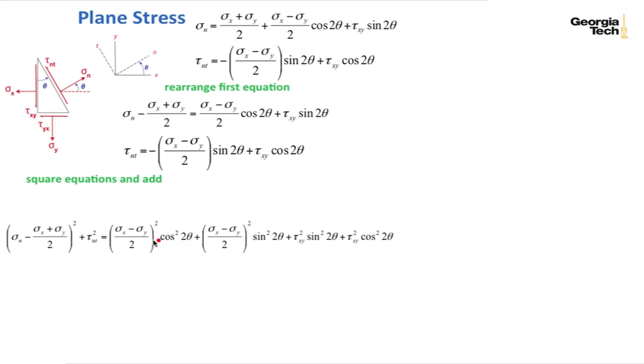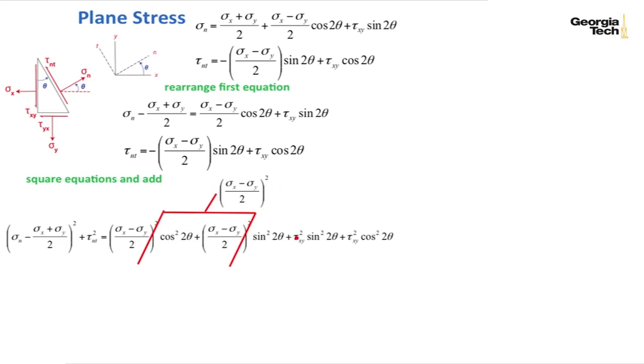And I see that I have (sigma sub x minus sigma sub y) over 2, squared, times cosine squared 2 theta, and the same value, (sigma sub x minus sigma sub y) over 2, squared, times sine squared 2 theta. So I could factor that term out, and I get that times sine squared 2 theta plus cosine squared 2 theta, which we know equals 1. And so these two terms become this.